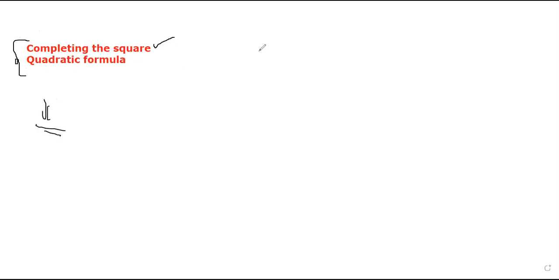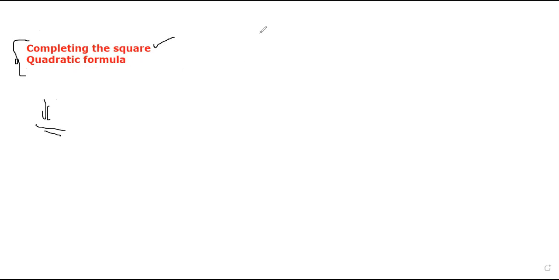So in this video we'll be completing the square, and then we'll be doing the quadratic formula, right? We'll be doing those two. So to start with, you must understand what is completing a square and why should we even complete a square, right? These are just basically two different methods of trying to solve for x, right?